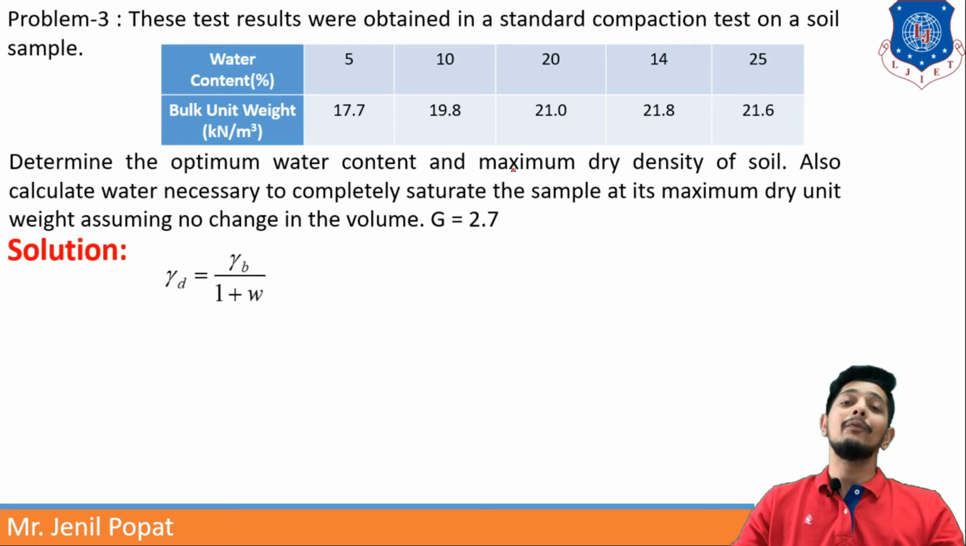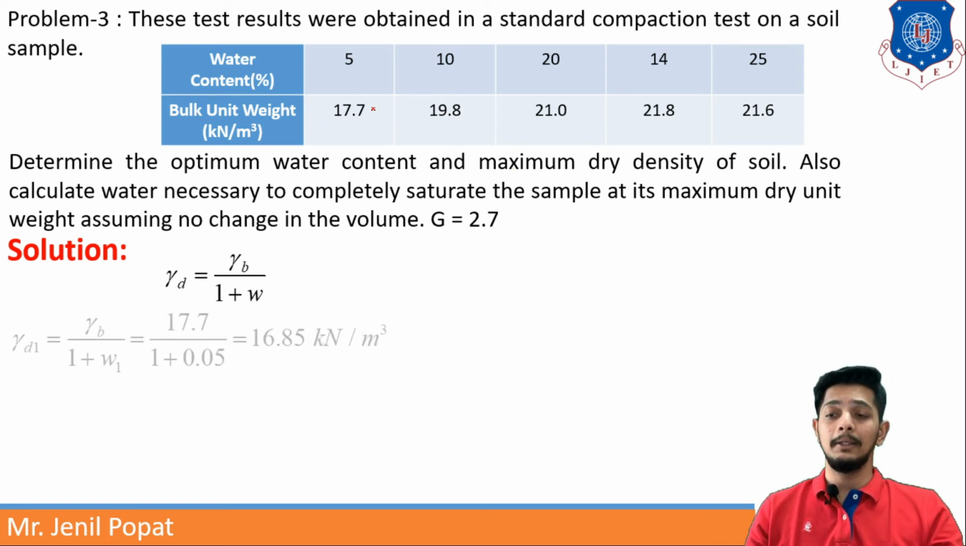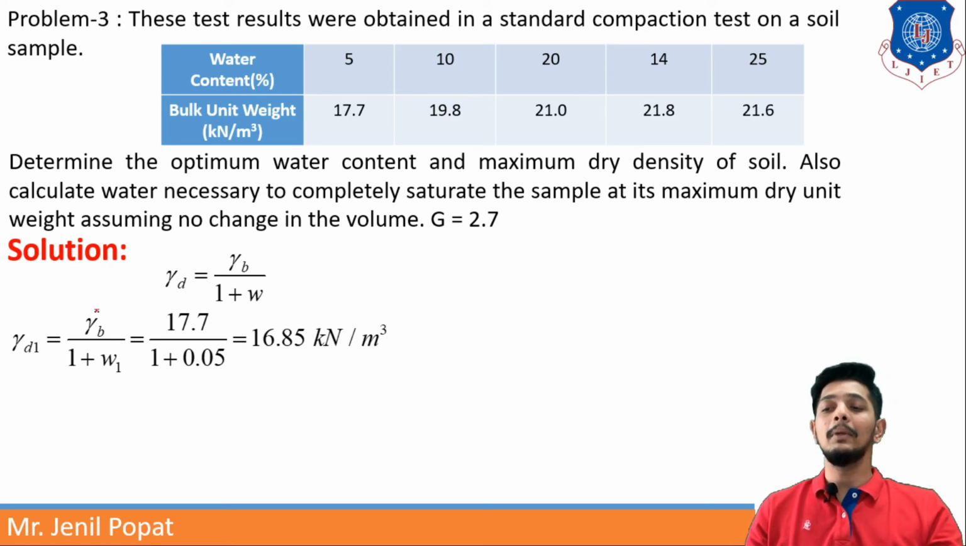First of all, we should remember the formula: gamma D is equal to gamma B upon 1 plus w. So I have to convert all gamma B's into gamma D. I am doing that. Gamma D1 is gamma B upon 1 plus w. Now gamma B will be from the first cell of the table, right? So gamma D1 is coming out as 16.85 kilonewton per meter cube.